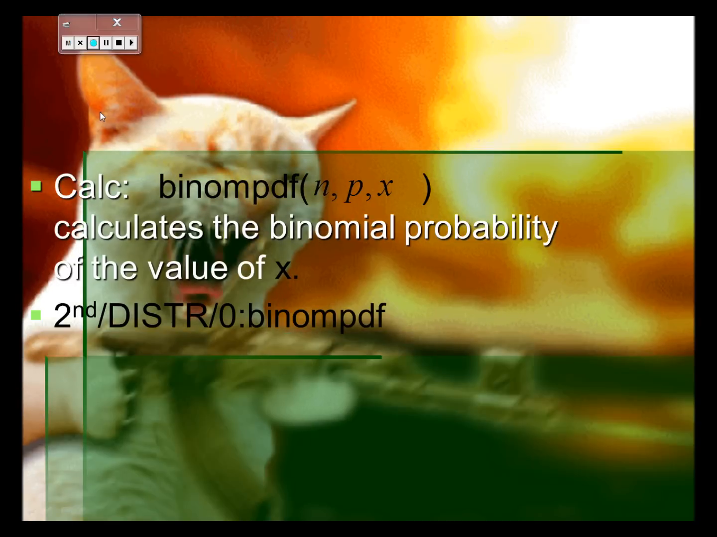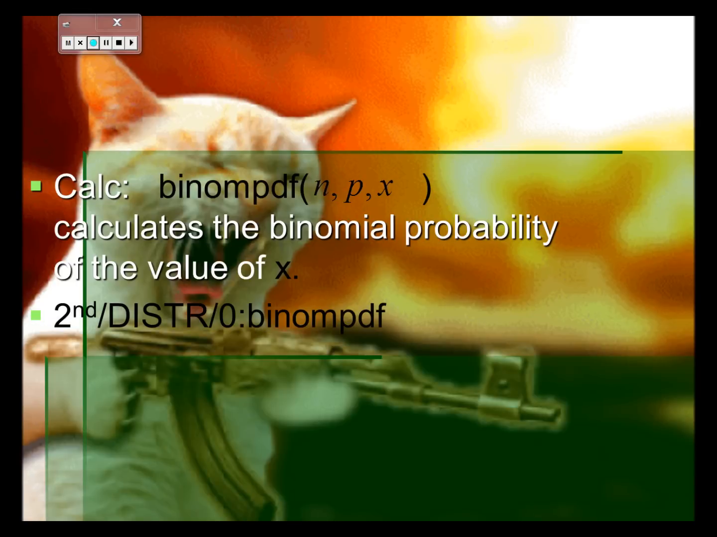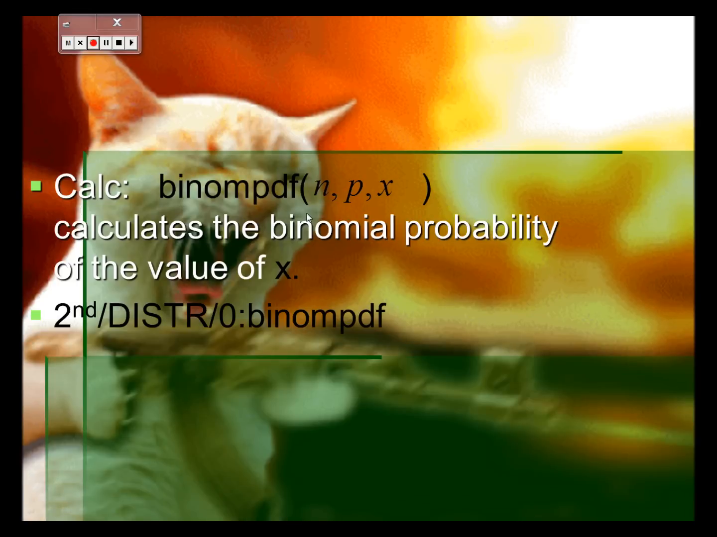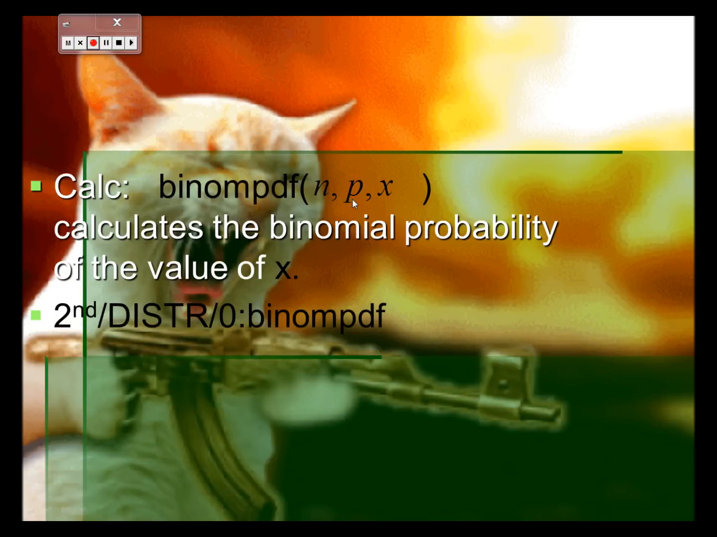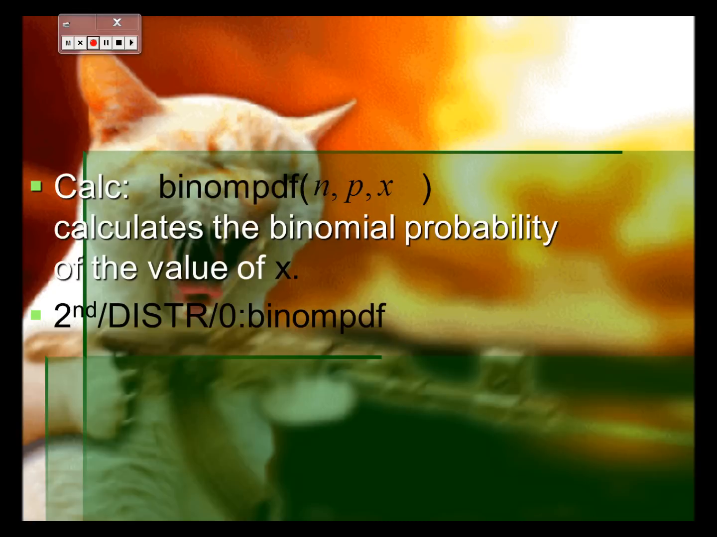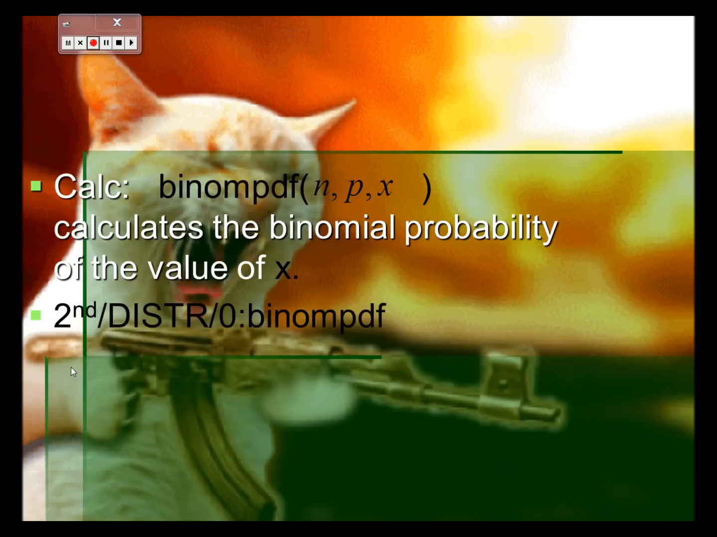Your calculator can also make this calculation for you. The calculator command is to use the binomial PDF setting. And then you're going to type in 3 numbers: n, the total number of observations, p, your probability, and x, the number of ways to have success. This will calculate your binomial probability. You can find this under the command second distribution and then option 0. And let me take a second to show you how that would work.